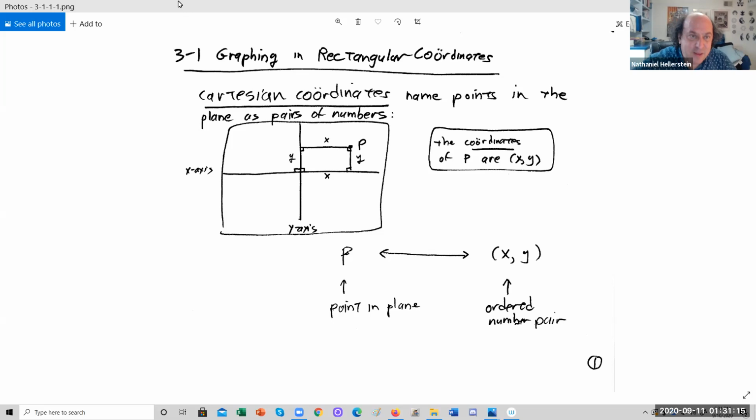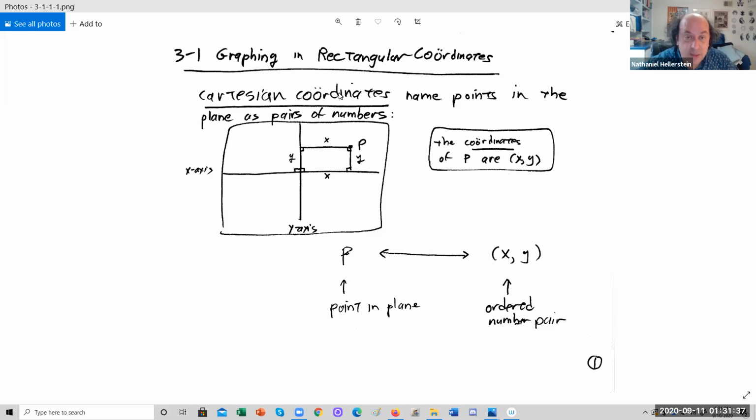Proceed. In chapter 3, it's about graphing. 3.1 is about graphing in rectangular coordinates. Rectangular coordinates are also known as Cartesian coordinates. It's named after René Descartes, the French philosopher who revived this system of describing points.